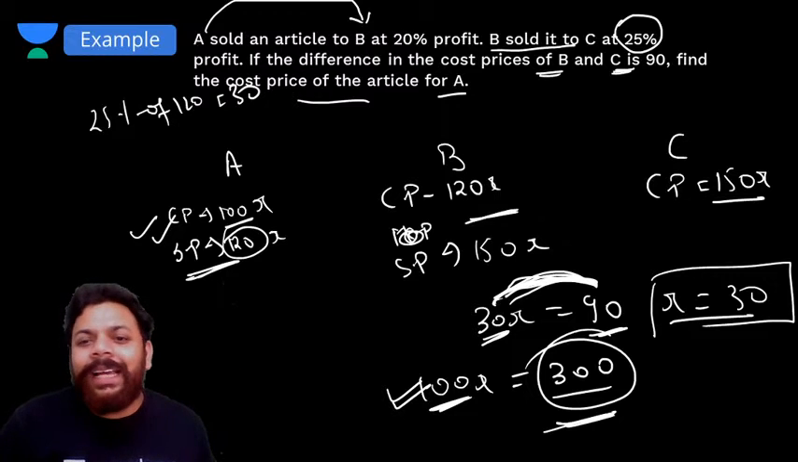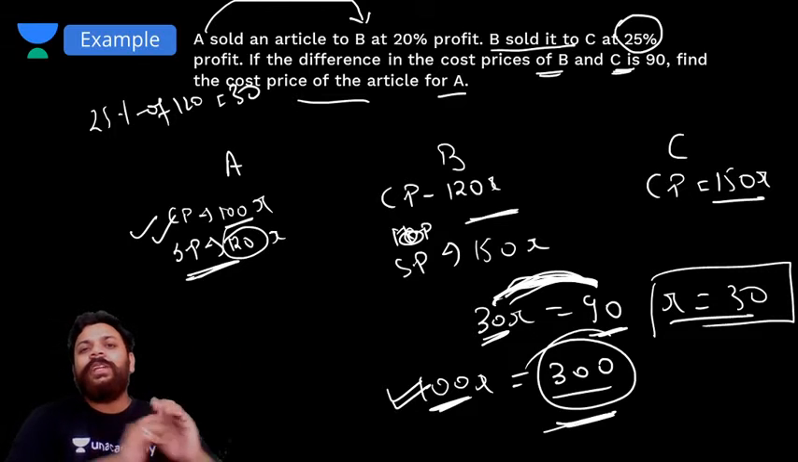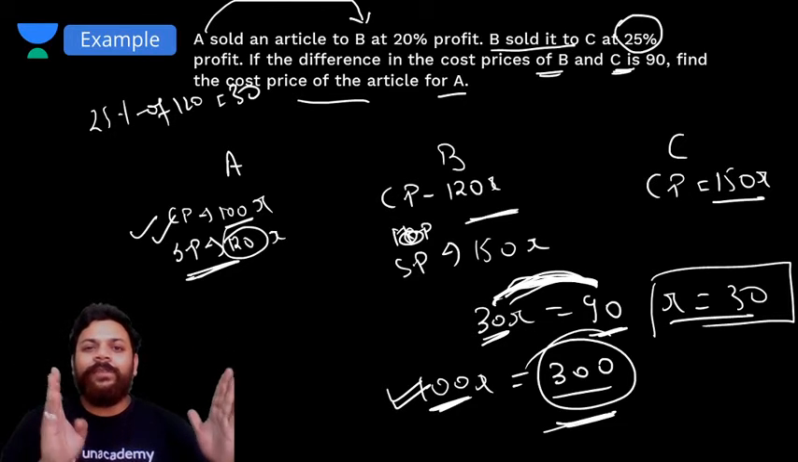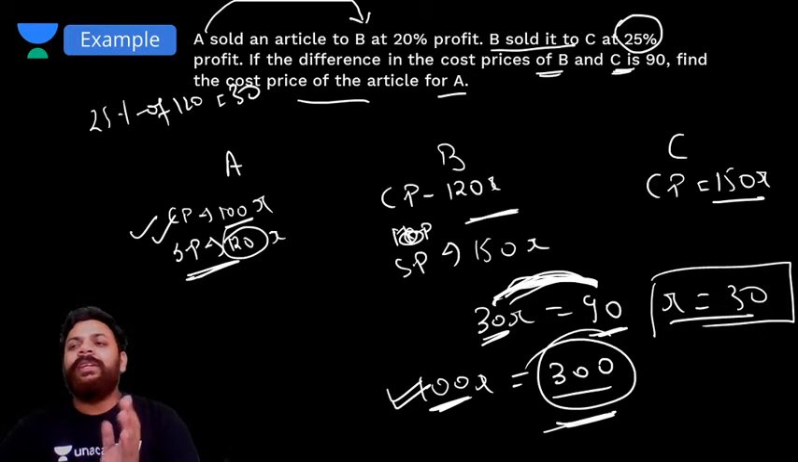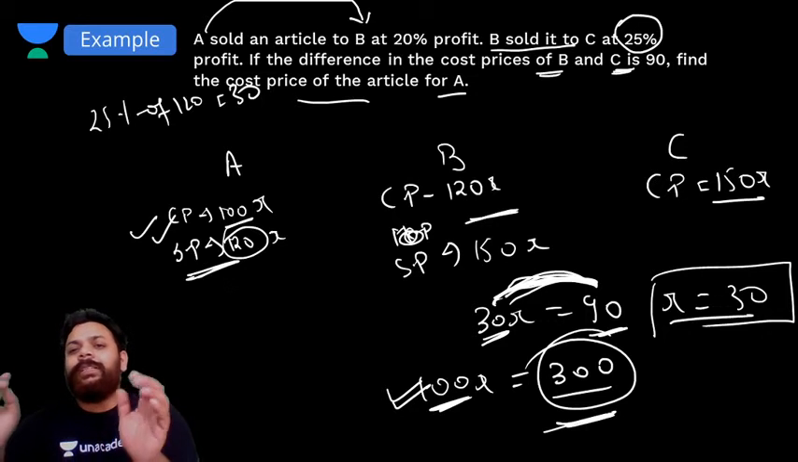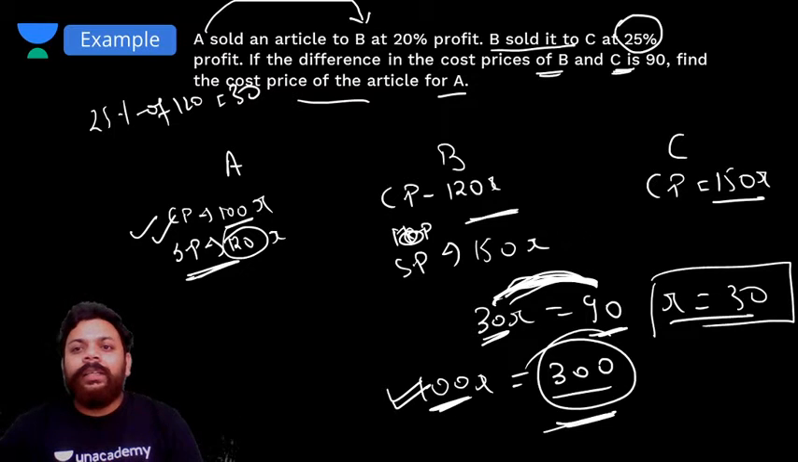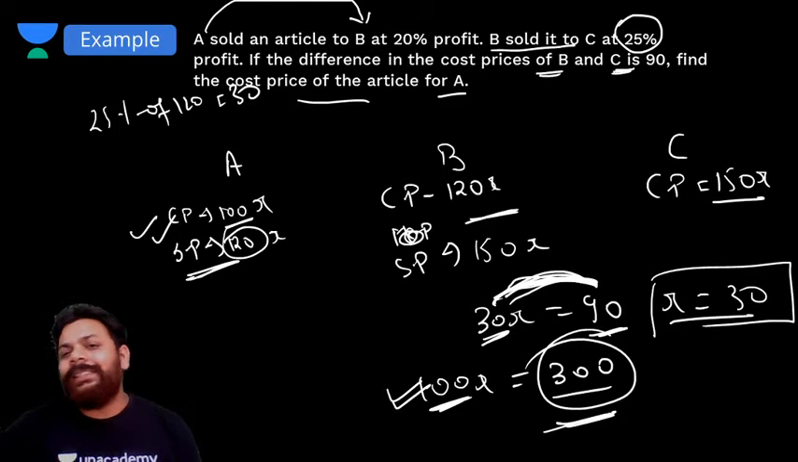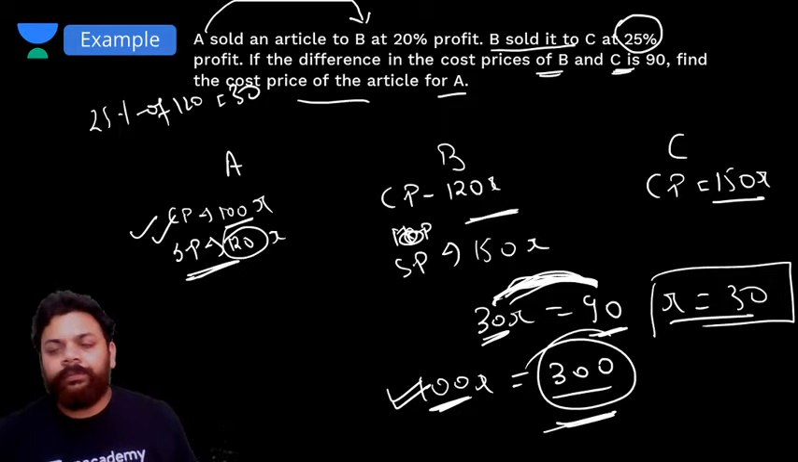Now talking about without rough work: if A is 100, then definitely B is 120 after a 20% increase, and definitely C is 150 after a 25% increase. Since 150 minus 120 is 30 units, whatever its value is, that is 90 given over here. So definitely 30 units is 90, so 100 units is going to be 300 since the ratio is 1:3. That is how we can find it manually without using rough work. So I hope this was understood.